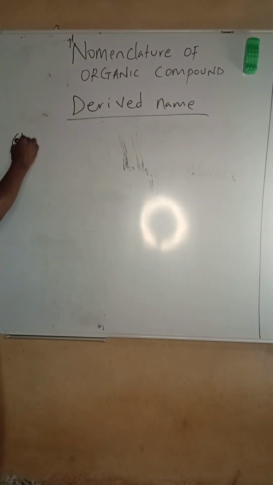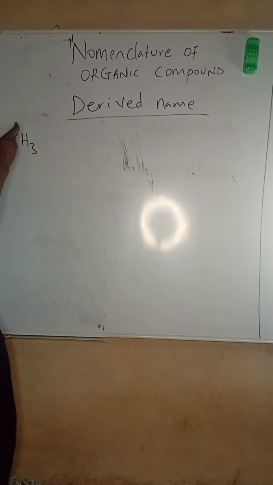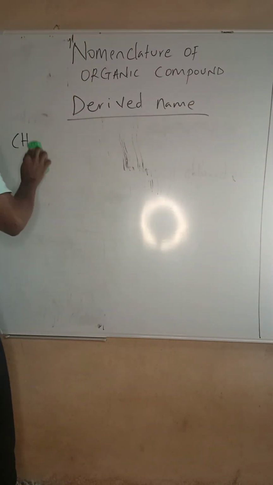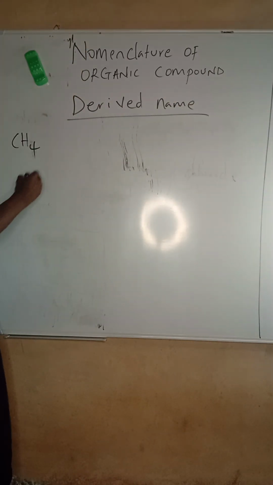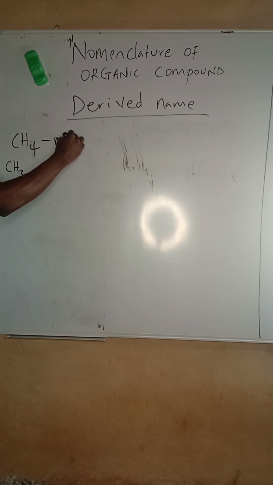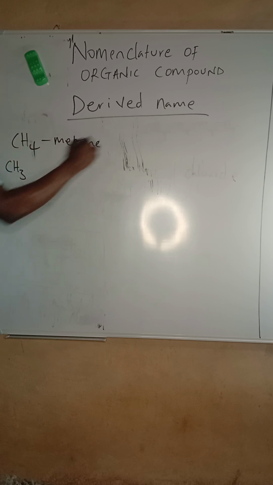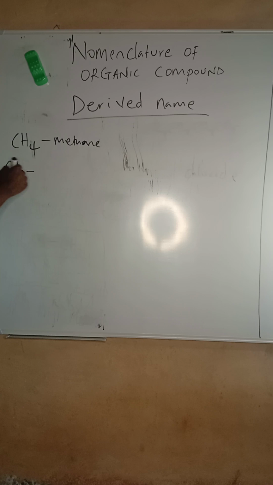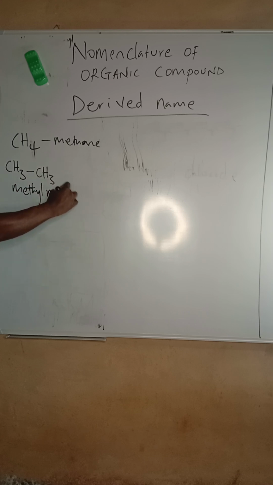What do I mean? CH3 is an alkyl group, so I've done with alkyl. So I have CH4, methane. When I replace one hydrogen in methane with CH3, the alkyl group, I call this one methyl methane. It's a derived name.